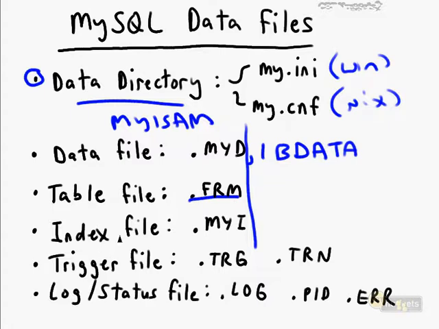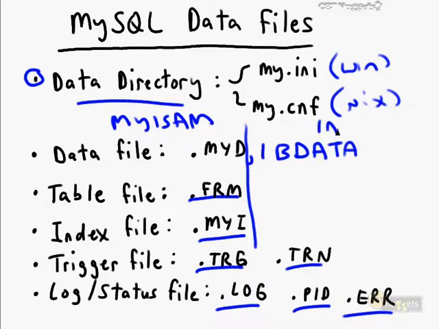As we index those tables, we'll be instantiating additional files in our datadir. These have the extension MYI. If we decide to introduce automation into our database, trigger files pick up the extensions TRG, TRN. In the root of our datadir, you have server-wide log and status files. You'll see .log files, .pid files, and .err files.